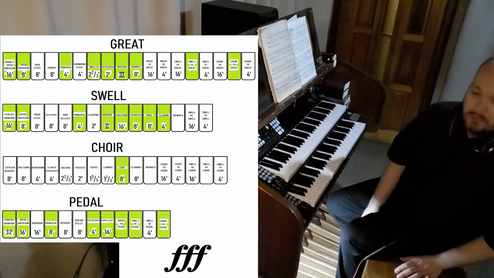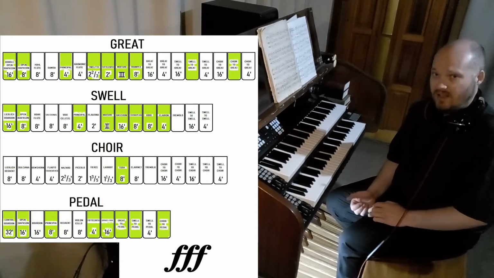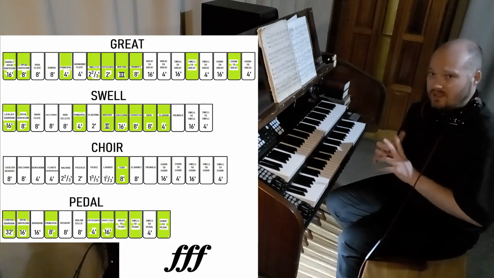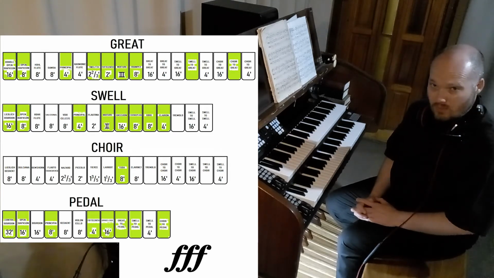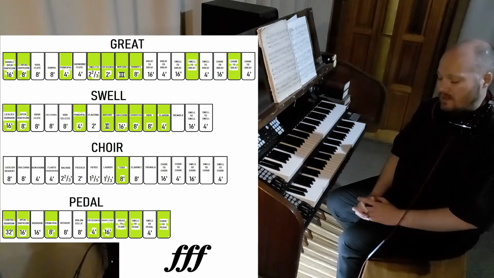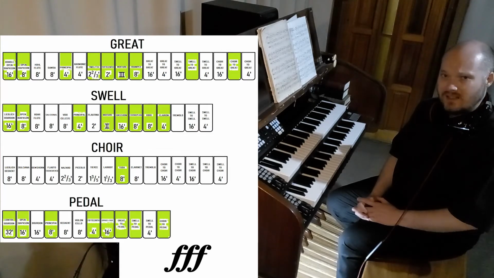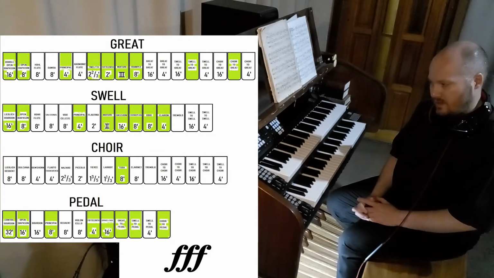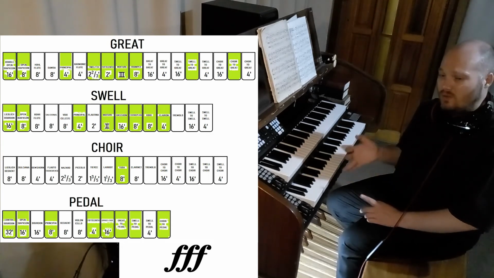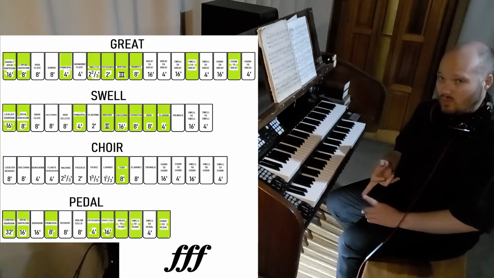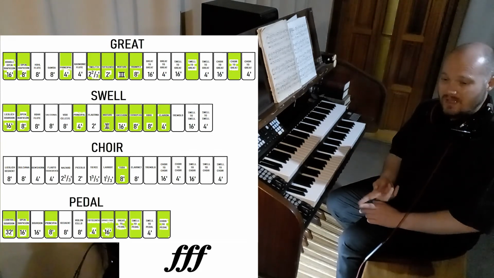Next we have the triple F, fff. Fortissimo, it represents the full organ. That English saying, pulling out all the stops, we do not pull out everything. For the full organ, we only use all the principals, all the mixtures, all the reeds, all manuals and pedals coupled together.